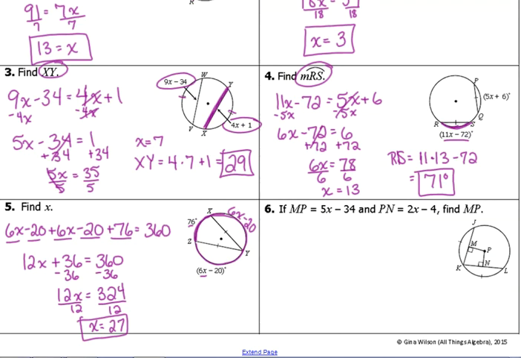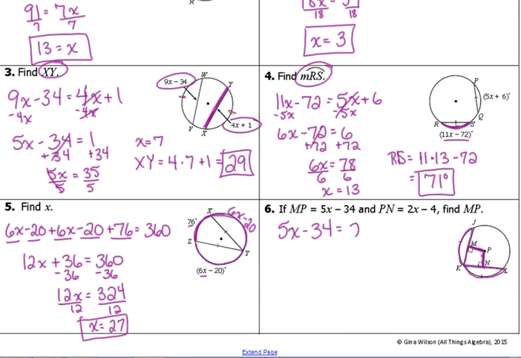Okay, number 6. 2 more examples and we'll be done for a second. Number 6, if MP, so MP is right here in the picture, is 5x minus 34, and PN is 2x minus 4, find MP. So what do we know about those two segments right there? The arcs are congruent, so the chords are congruent. If the arcs and the chords are congruent, then they are equidistant from the center. So MP, PN, same length. So they are equal to one another.